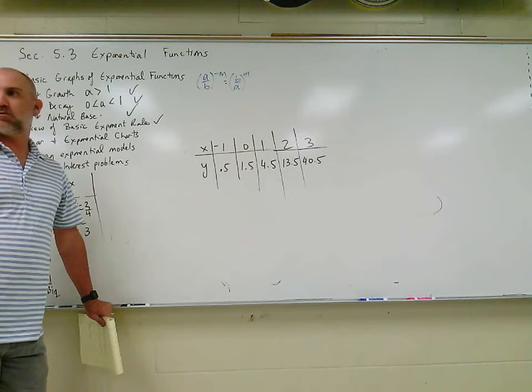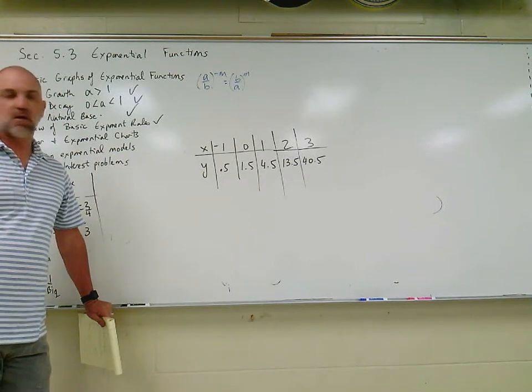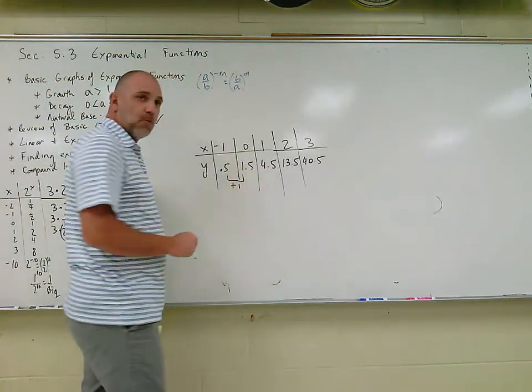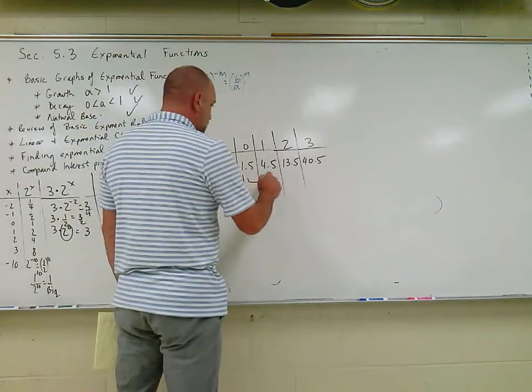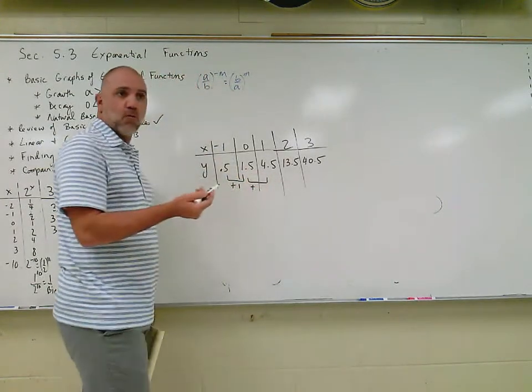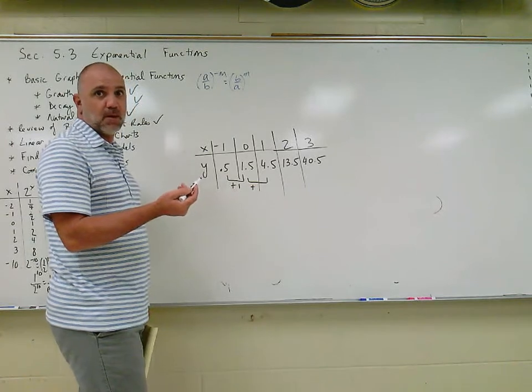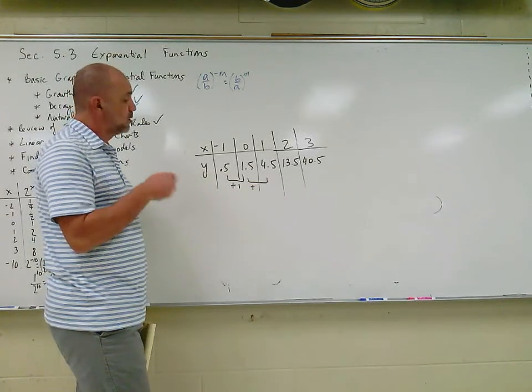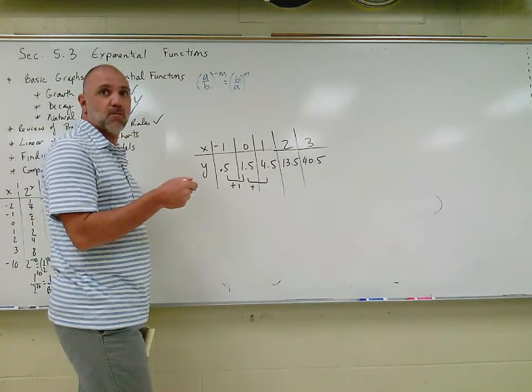So here's how I know it's not linear. Here's all I did. I add 1 to get to 1.5. If I add 1 again, I will not get to 4. I won't get 4.5, so I'll forget about linear. So now I look for multiplication, and I'm looking to see, am I multiplying by the same number every time?